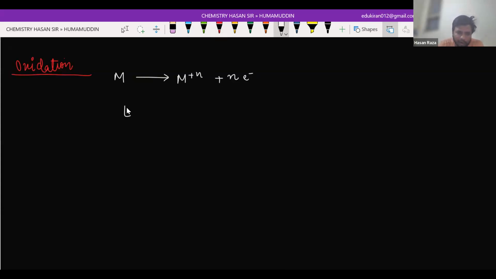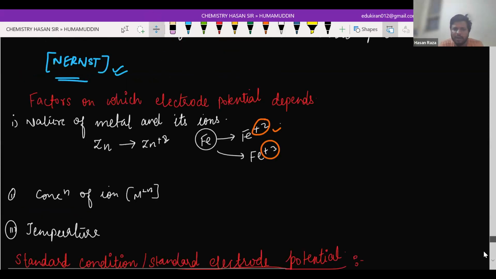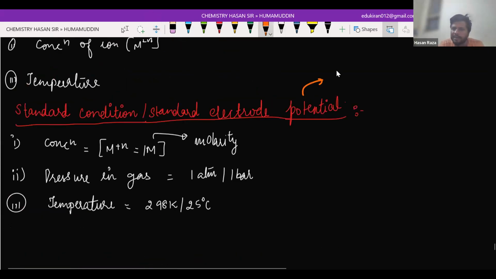Now, if you want to write E naught, whenever, see, the standard electrode potential, we represent it with E. E is the electrode potential, and if I put naught here, then it will be the standard electrode potential. So I hope it's clear to you.